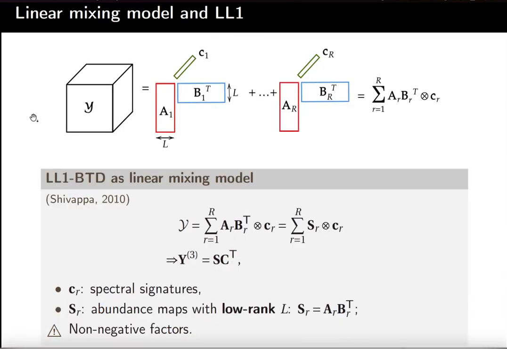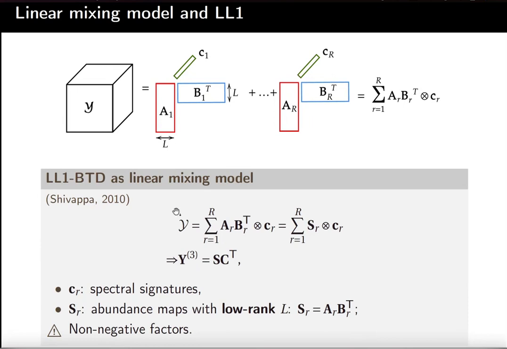Today, I will use the block term decomposition with rank LL1, and this decomposition factorizes a tensor into terms A, B, and C, where A and B are matrices with rank L and C are vectors. And formally, we can express the BTD like this. What I find interesting with this decomposition is that it can provide a link with the linear mixing model that is a matrix model widely used in unmixing.